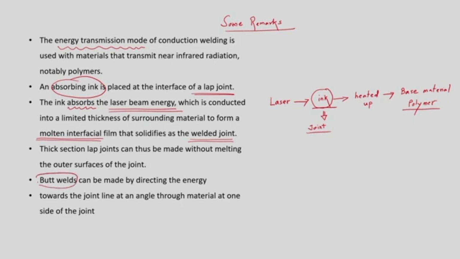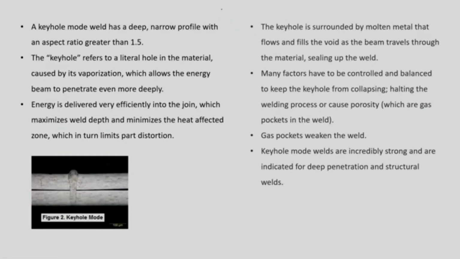So as far as butt welds are considered, we can use these processes as well. For example, when butt welds are to be processed, you can apply the laser beam energy either at the top surface of the butt joint, or at the rear surface of the butt joint, at the top end or at the rear end of the butt joint. Now the next important mode of laser welding is keyhole based laser welding.